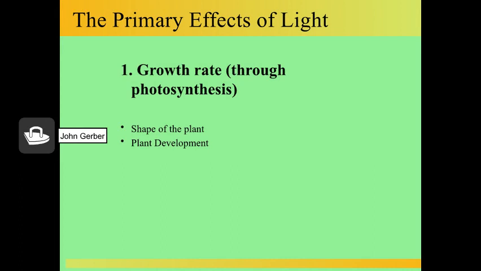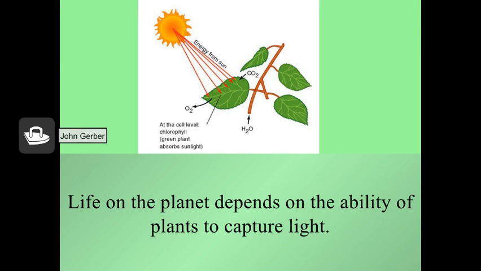We'll begin by looking at the effect of light on growth rate of the plant through photosynthesis and how it affects the shape and plant development. The magic of plants is they can capture energy from the sun and produce sugars, releasing oxygen to the atmosphere. This process of photosynthesis allows life to occur on this planet.